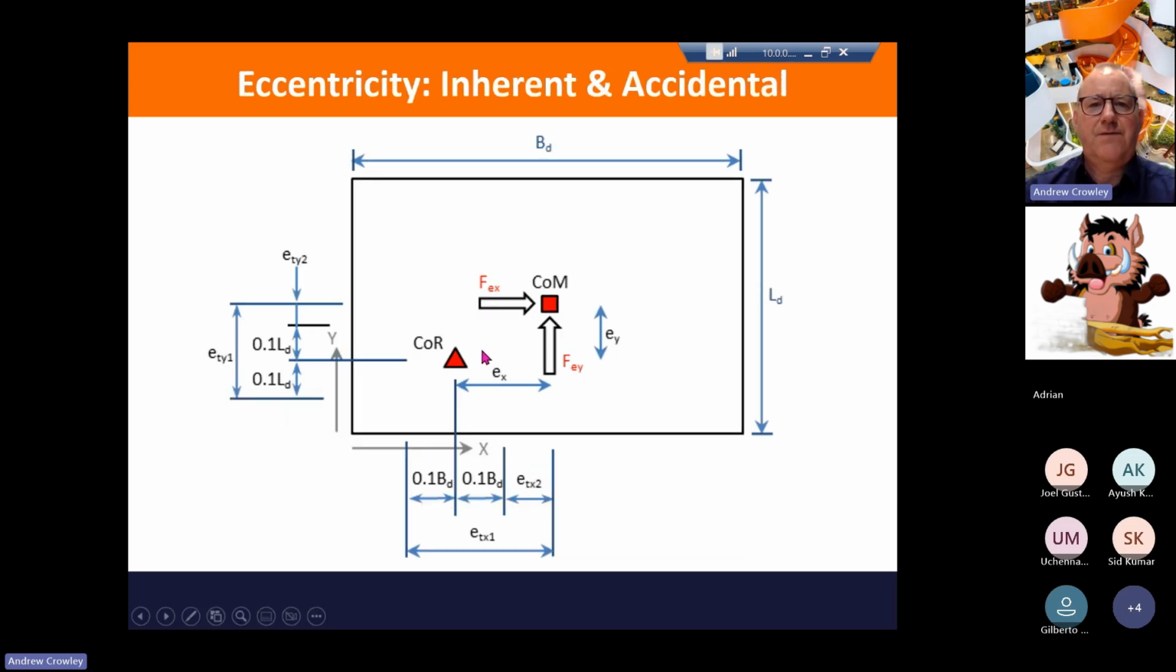And so we have inherent eccentricity, as you can see here, but then because of the code, they're saying let's have some accidental eccentricity, and we add 10% plus or minus. So you end up, in effect, with 4 load cases, 1 plus eccentricity, 1 minus eccentricity in each direction.